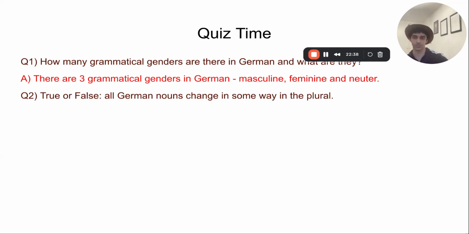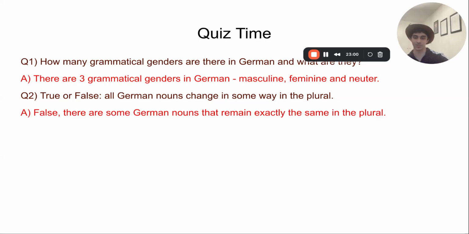Question 2 is true or false. All German nouns change in some way in the plural. We looked at the plural more recently, so try and think back to whether German nouns must change in some way in the plural or not. And let me show the answer for this too.